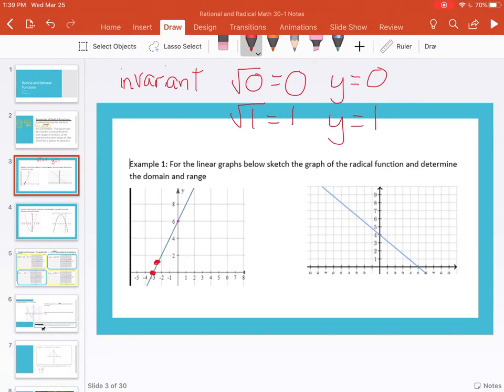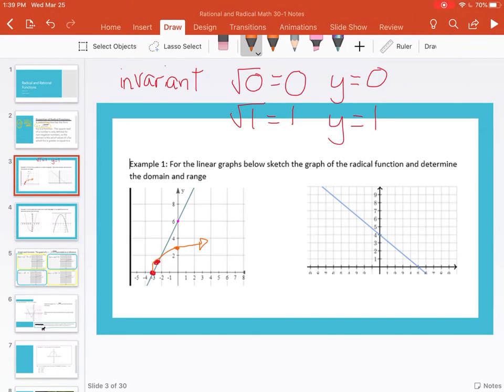Now that I have my invariant points, I can take any of my y values and square root it. So if I were to take 6 and square root 6, and I can even type it in my calculator, I would end up with 2.44. So I'd end up about right here. I can't have any negative values because we can't have a negative square root, so we can't have any negative y values. So that means my new graph is going to look something like this.